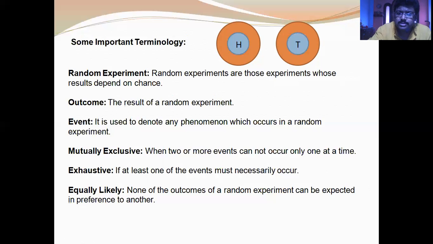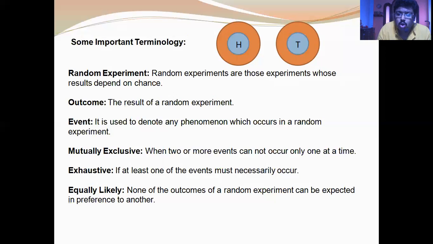Now the concept of outcome. The result of a random experiment is an outcome. When you toss a coin, then head may appear or tail may appear. This head is an outcome and this tail is an outcome. Now the event. It is used to denote any phenomenon which occurs in a random experiment. When you toss a coin, head may appear or tail may appear. This head is an elementary event and this tail is an elementary event.